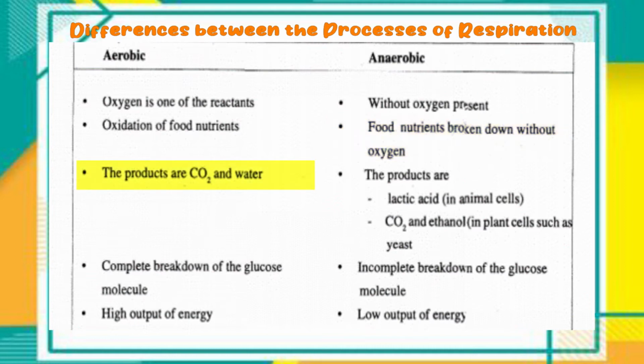The products for aerobic respiration are water and carbon dioxide, whereas the products for anaerobic respiration are lactic acid, like Sir said, and carbon dioxide, as well as ethanol in plant cells, such as yeast. In addition, we have for aerobic respiration a complete breakdown of the glucose molecule, whereby in anaerobic it is the incomplete breakdown of that glucose molecule, which caused the next difference. For aerobic respiration, we have a high output of energy, whereby in anaerobic we have a low output of energy.